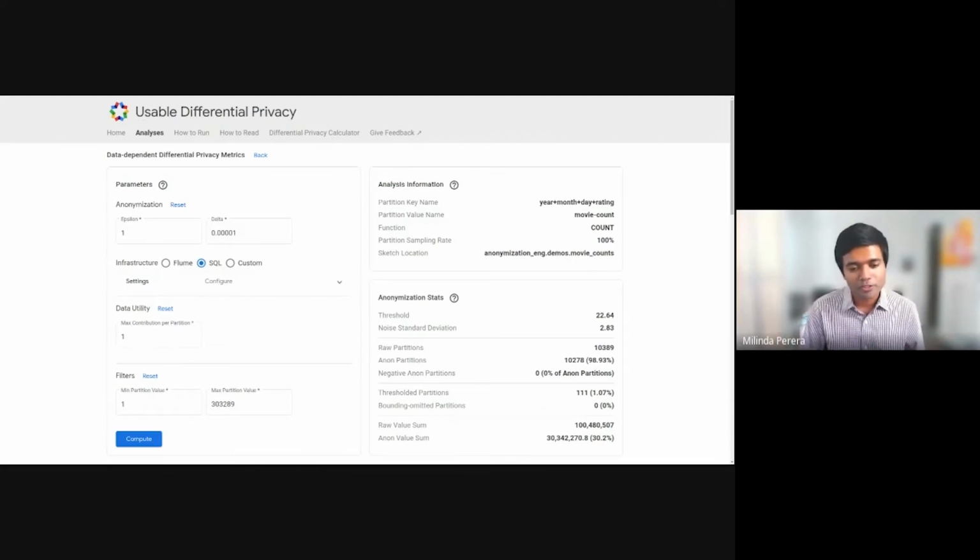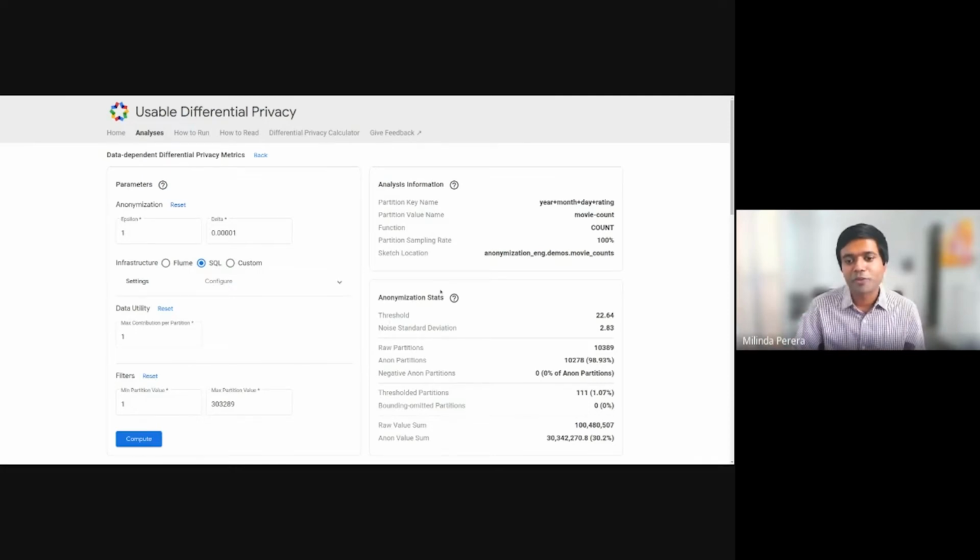These are not differential privacy parameters. They allow you to look at certain areas of your data and see what happens to, say, values in a particular range. So you can dive into detailed analysis.